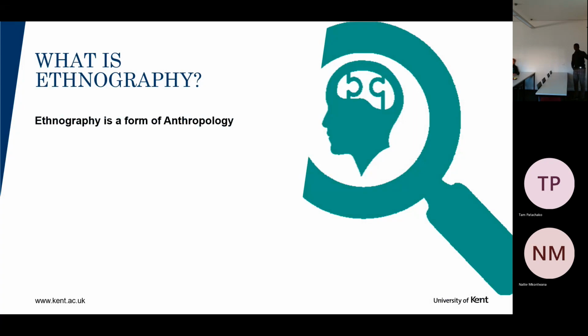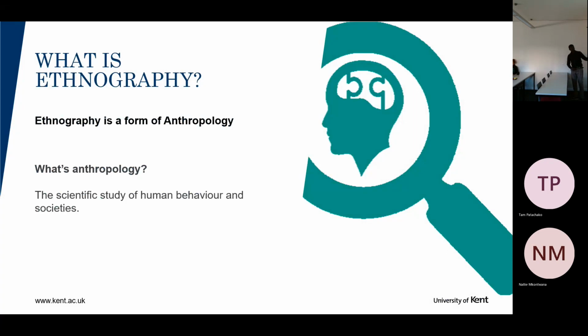And what is anthropology itself? It is the study of how things work, the study of human behavior and all. But then what is anthropology? The scientific study of human behavior and society. So we say ethnography is a form of anthropology. So ethnography is a form of study, a kind of study of human behavior and society. But now we're talking about ethnography of the newsroom, meaning we'll be studying behavior and how things work within the news environments.